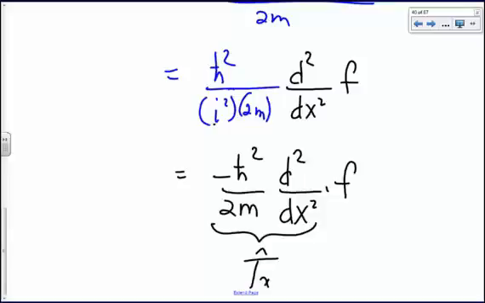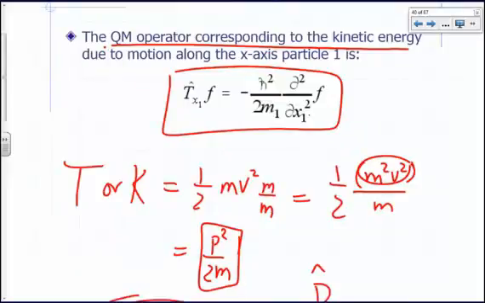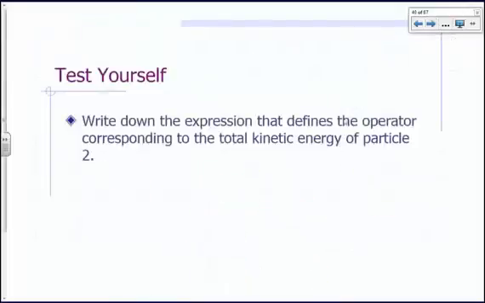Okay, one-dimensional problem. If you have multiple particles, then you may have to specify which particle, 1, 2, or 3, due to motion of particle 1. And you use partial derivatives if your particle can move along the x, y, and z axes. So this is just the part of the kinetic energy operator that deals with motion along the x-axis for particle 1. Notice this is negative h bar squared over 2m1, the mass of particle 1. If you have another particle, you have to use the mass of that other particle for that operator, and the second derivative with respect to x1. So that's a kinetic energy operator.